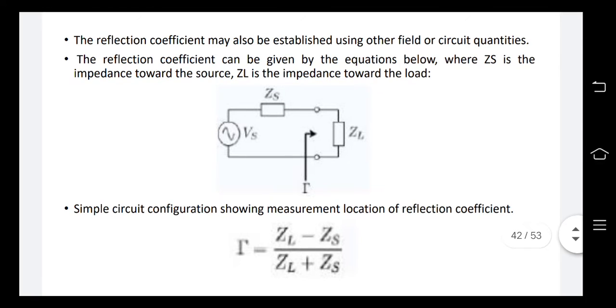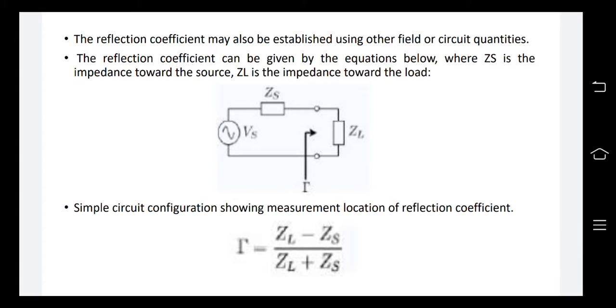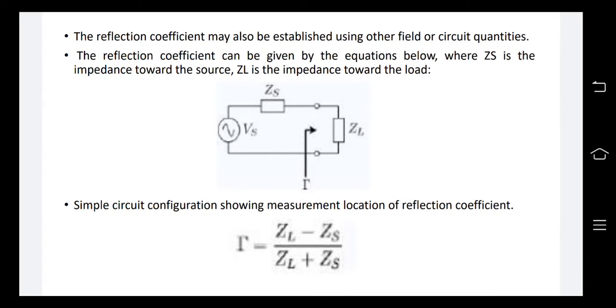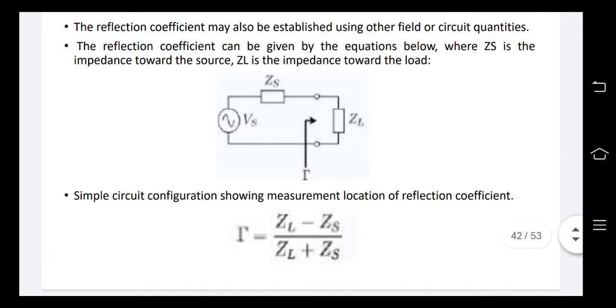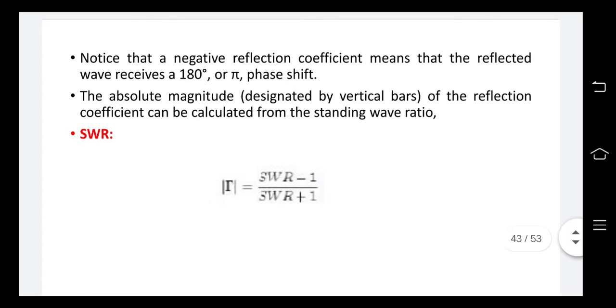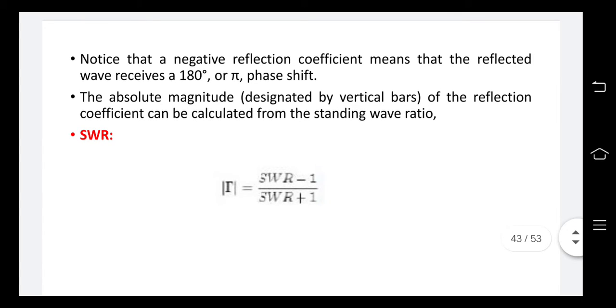The reflection coefficient can be given by the equation below, where ZS is the impedance towards the source and ZL is the impedance towards the load. In the diagram you can see the gamma marked near the receiving end. This simple circuit configuration shows the measurement location of the reflection coefficient, near the load. So gamma equals ZL minus ZS divided by ZL plus ZS. A negative reflection coefficient means that the reflected wave receives a 180 degree or pi phase shift.